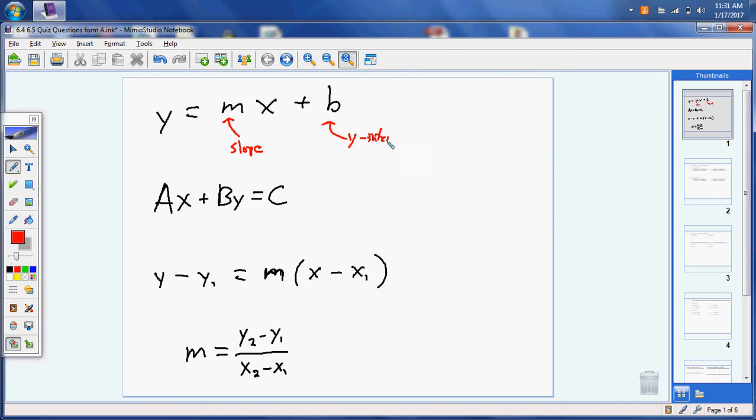Now, sometimes questions ask you to put it into a certain form and we need to know what they're talking about. So if they ask you to put it into slope-intercept form, this is the format we want. If they ask you to put it into standard form, we need to have ax plus by equals c, where a, b, and c are not fractions and not decimals. They have to be whole numbers. This is standard form here in the middle.